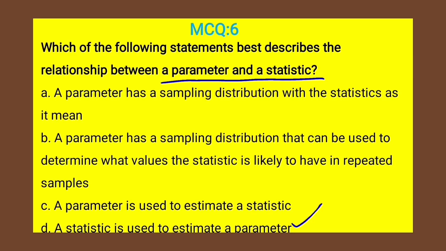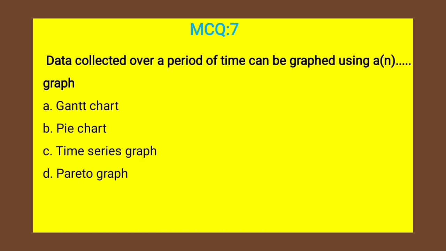So let's move on to question 7. Data collected over a period of time can be graphed using A, Gantt chart, B, pie chart, C, time series graph, D, Pareto graph. So which of them do you think it is? The Gantt chart is a chart that we most of the time use for planning projects. If you are taking on a long-term project and you want to know how to go about things, you can use a Gantt chart to do that.